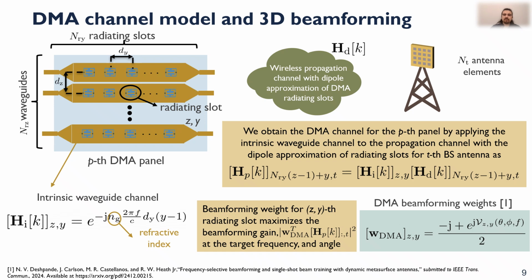So we obtain the DMA channel for the P panel by applying the intrinsic waveguide channel to the propagation channel with the dipole approximation of radiating slots. The expression is given on the slide. And the beamforming weights for a particular azimuth angle phi, elevation angle theta, and a particular operation frequency are given below. For more details about the DMA channel model and 3D beamforming of DMA elements, you can check out the paper below.